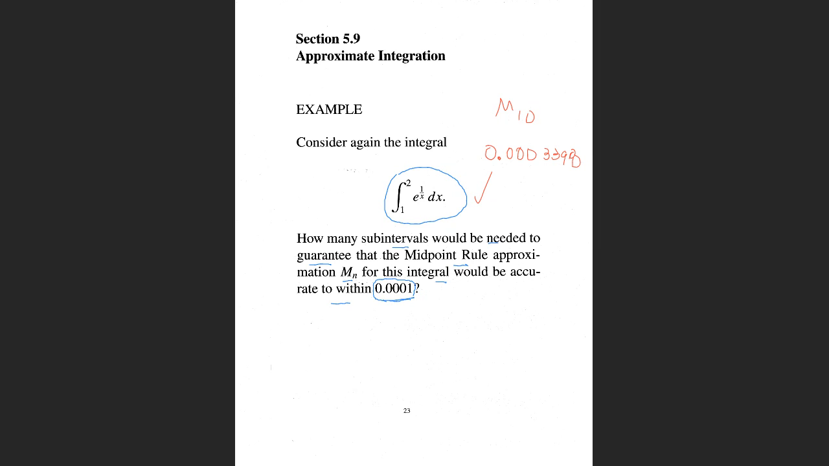Now we want to have a bound on the error that's smaller, 0.0001. So do you think the number of subintervals we're going to need to use is going to be more than 10 or less than 10, based on the increased accuracy that we want? More than 10, probably. Yes. That's exactly right, Shalom. Yes, more than 10. Okay, the question is how many?